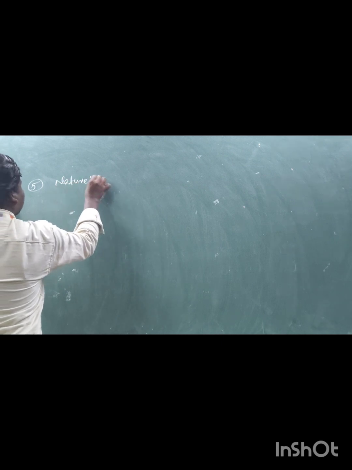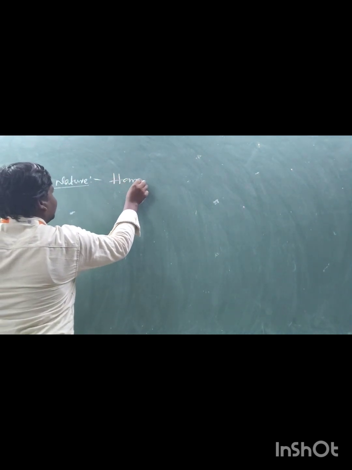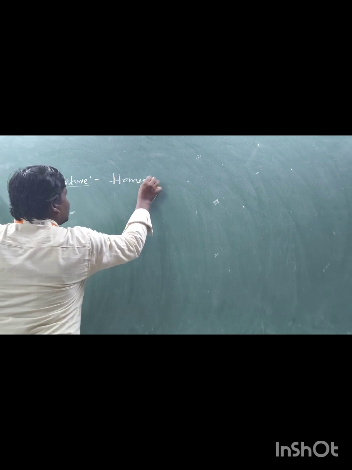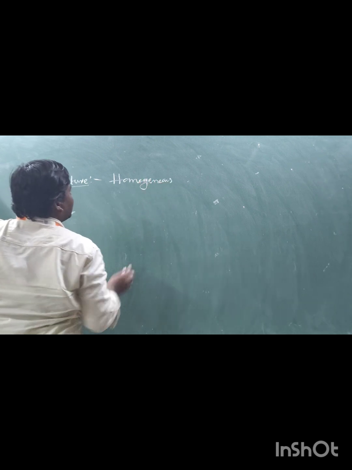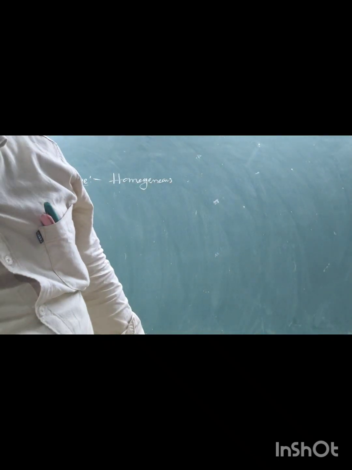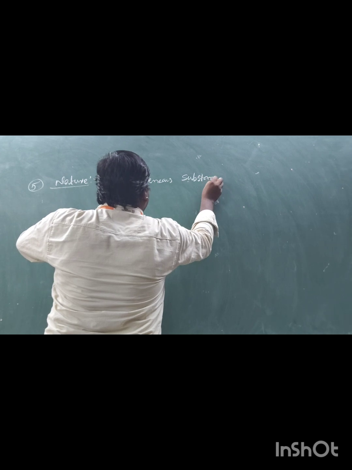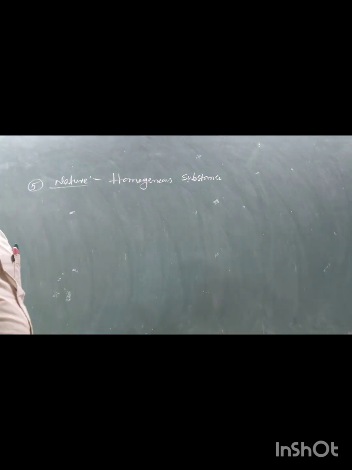The fifth one is nature, meaning it is homogeneous. An element is a pure and homogeneous substance. Homogeneous means it is uniformly distributed. All the particles of an element are the same. Homo means same. That is also one of the characteristics of an element.